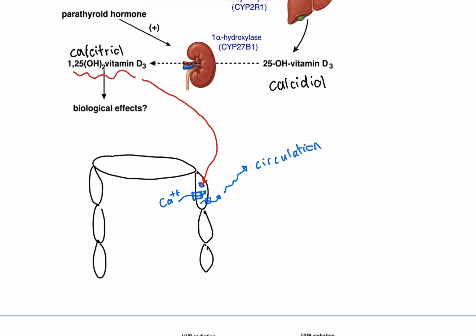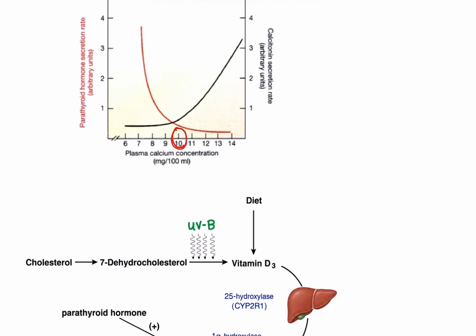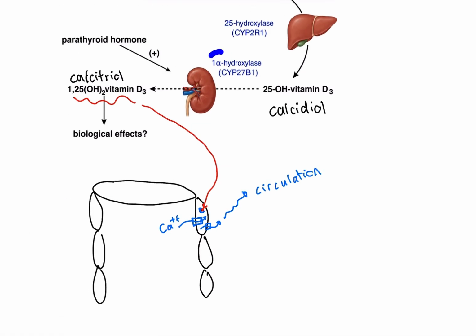And so that fixes the initial problem where we started with low calcium levels. I released this hormone, which has an effect on this enzyme, increasing the conversion of calcidiol into calcitriol, the active form of vitamin D. And when I have the active form of vitamin D, it increases the absorption of calcium from the gut.